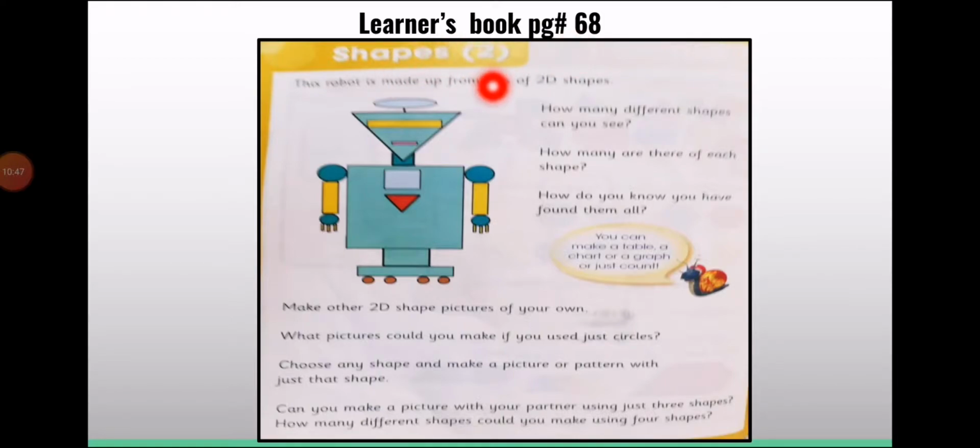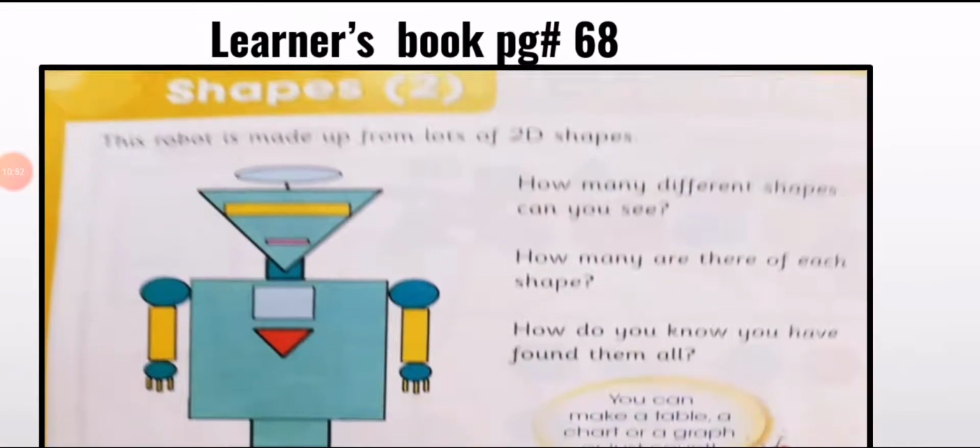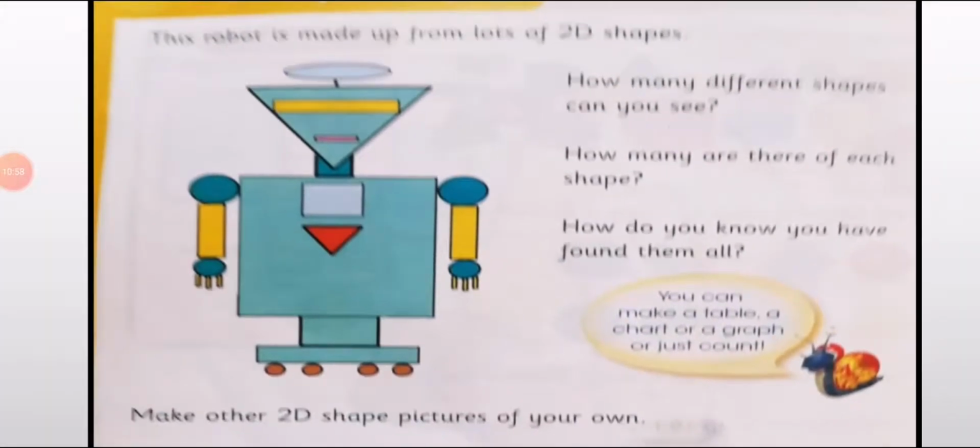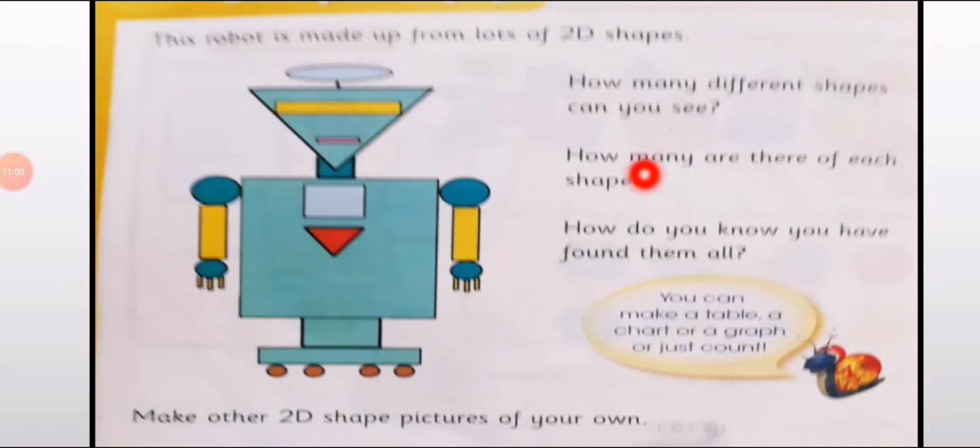Shapes 2. It's the second part of the shape. Look at that. This robot is made up from lots of 2D shapes. You can see there are lots of 2D shapes here. How many different shapes can you see? How many are there of each shape?